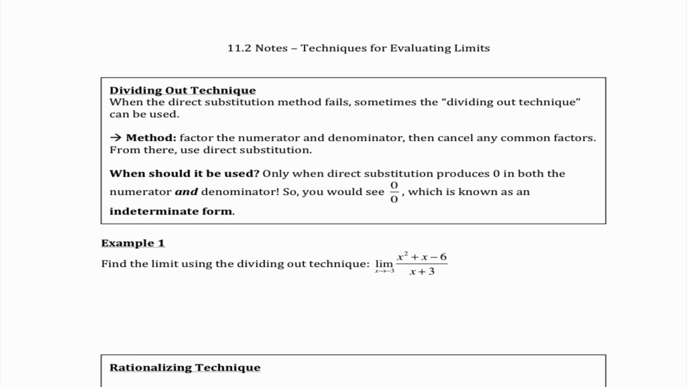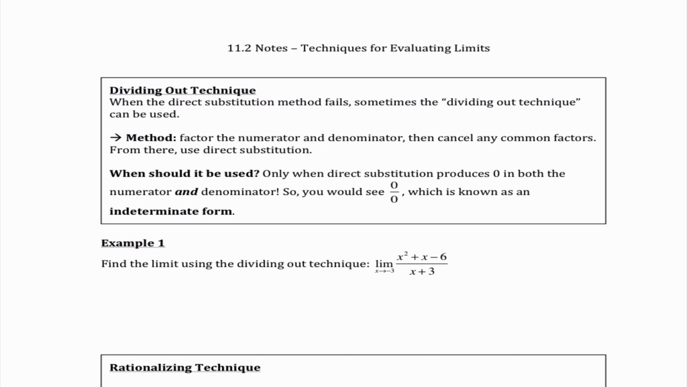We talked about this a little bit at the end of our last lecture, but when direct substitution produces 0 in both the numerator and the denominator, so when we get 0 over 0, we call that indeterminate form. And so that's when we know that we have to do something else. And so I'm going to introduce two different methods that we're going to use today.